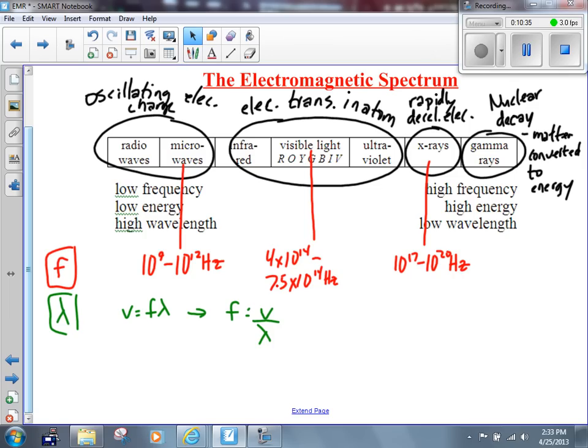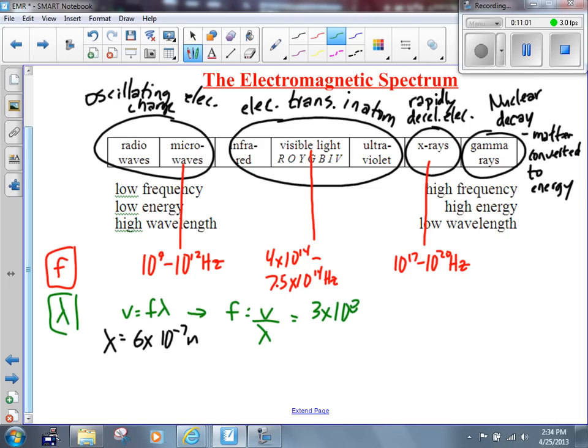Let's say that you're given a wavelength of 6 times 10 to the negative 7 meters. We want to find what type of EMR that is without memorizing 6 or 7 or whatever different ranges of wavelengths. Let's calculate that as a frequency. The speed of light, 3 times 10 to the 8 meters per second, divided by the wavelength 6 times 10 to the negative 7 meters, gives me 5.0 times 10 to the 14 hertz.